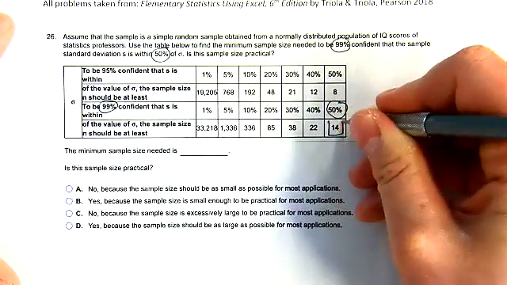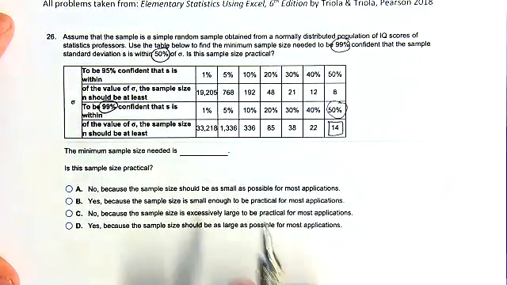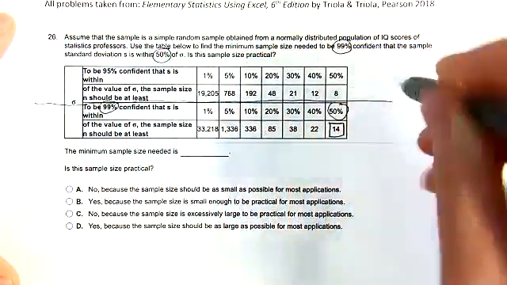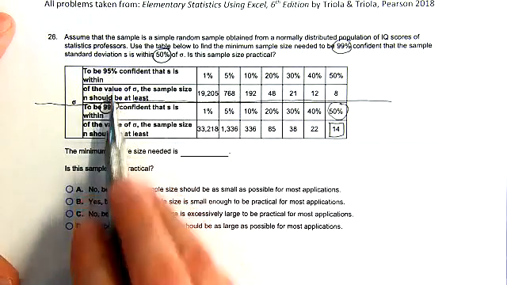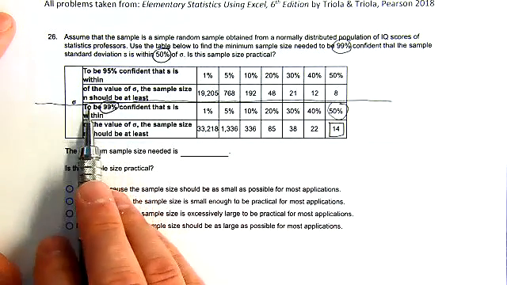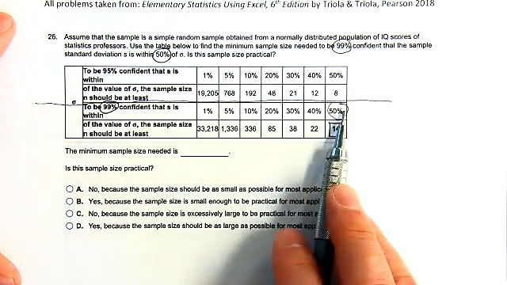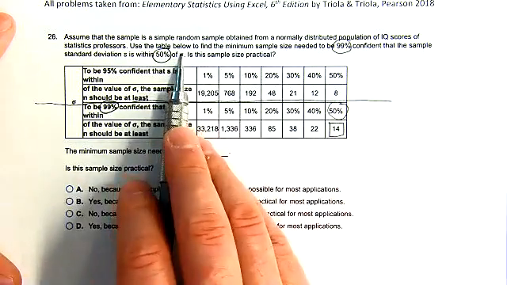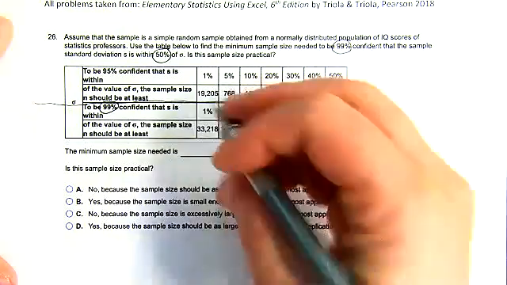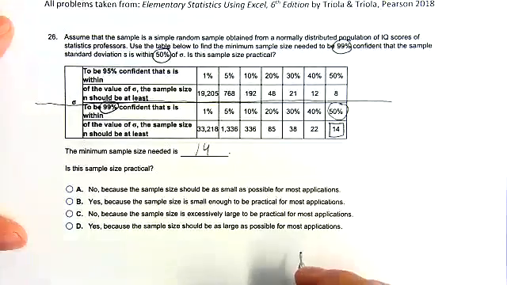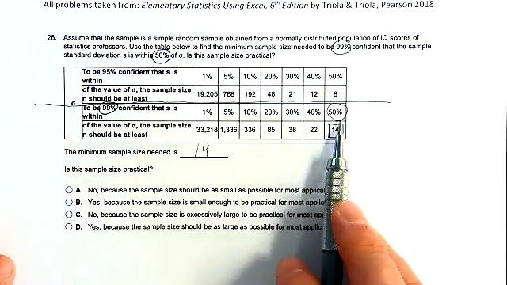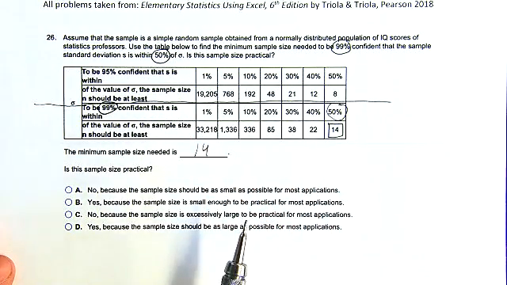So it's 14 people. Notice this is split into two chunks. Think of it like this. There's two tables here. The top one is for 95%. The bottom one's for 99%. We're in the bottom table. The first row tells us how close we want to be to sigma, and then the last row tells us how many people we'd have to talk to. So we'd have to survey 14 people to be 99% confident and to be within 50% of the true standard deviation.